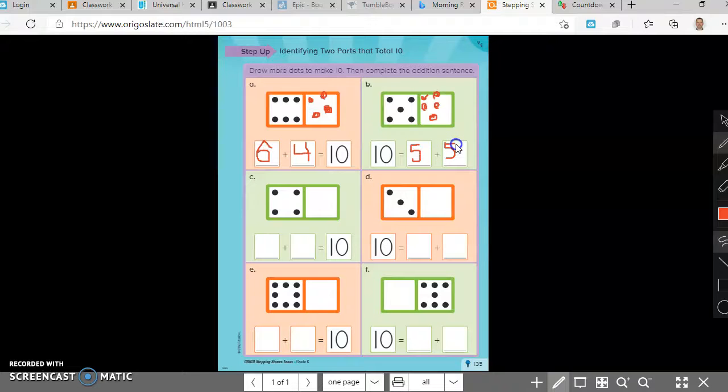All right, boys and girls, so go ahead and finish these last 4. Write the first part that it gives you, and then fill in the second part that you'll need to get to 10.